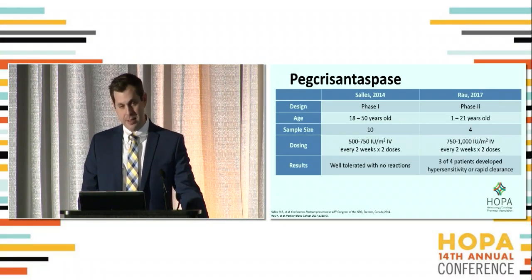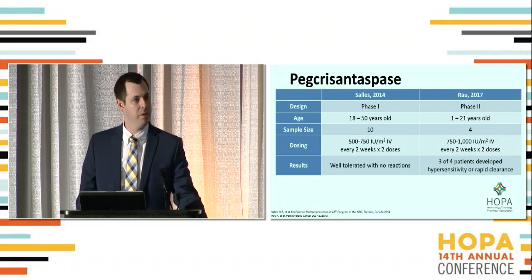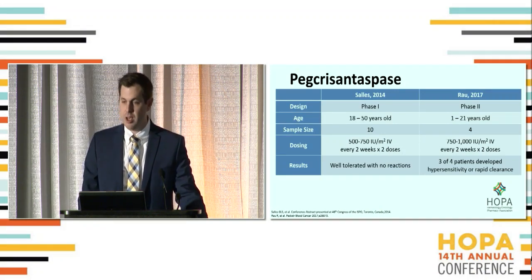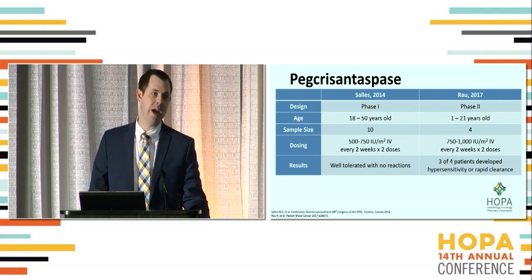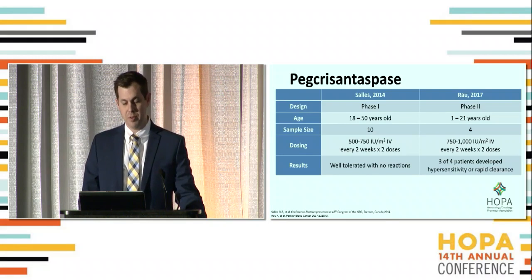So when we look at the COG snippet, or Children's Oncology Group, which is the largest clinical trial network for pediatric malignancies, they brought forth a phase 2 study a couple of years ago looking at PEG-crisantaspase. And to be eligible for that study, you had to have a grade 2 or greater hypersensitivity reaction to be eligible for PEG-crisantaspase. They included patients ages 1 to 21 years of age.